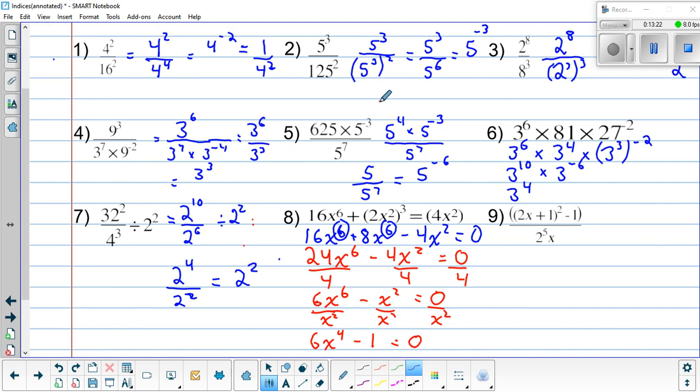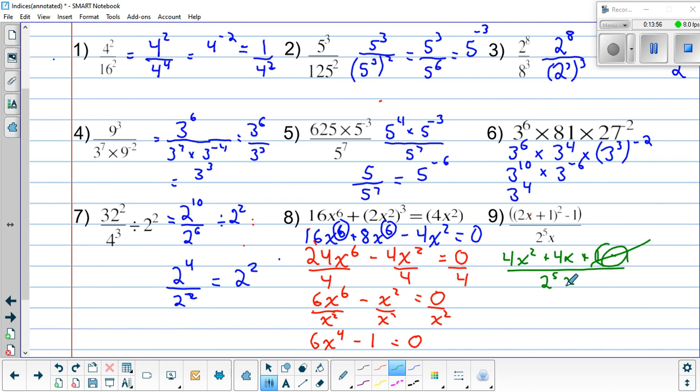Here, okay, looks really messy, but when we expand brackets, it usually turns into a lot nicer. So let's work in that top part. We get 4x squared plus 4x plus 1 minus 1. So right away, I'm just going to cross out these. I know I don't want to see them in the next part. Now here we're dividing by 2 to the 5x.